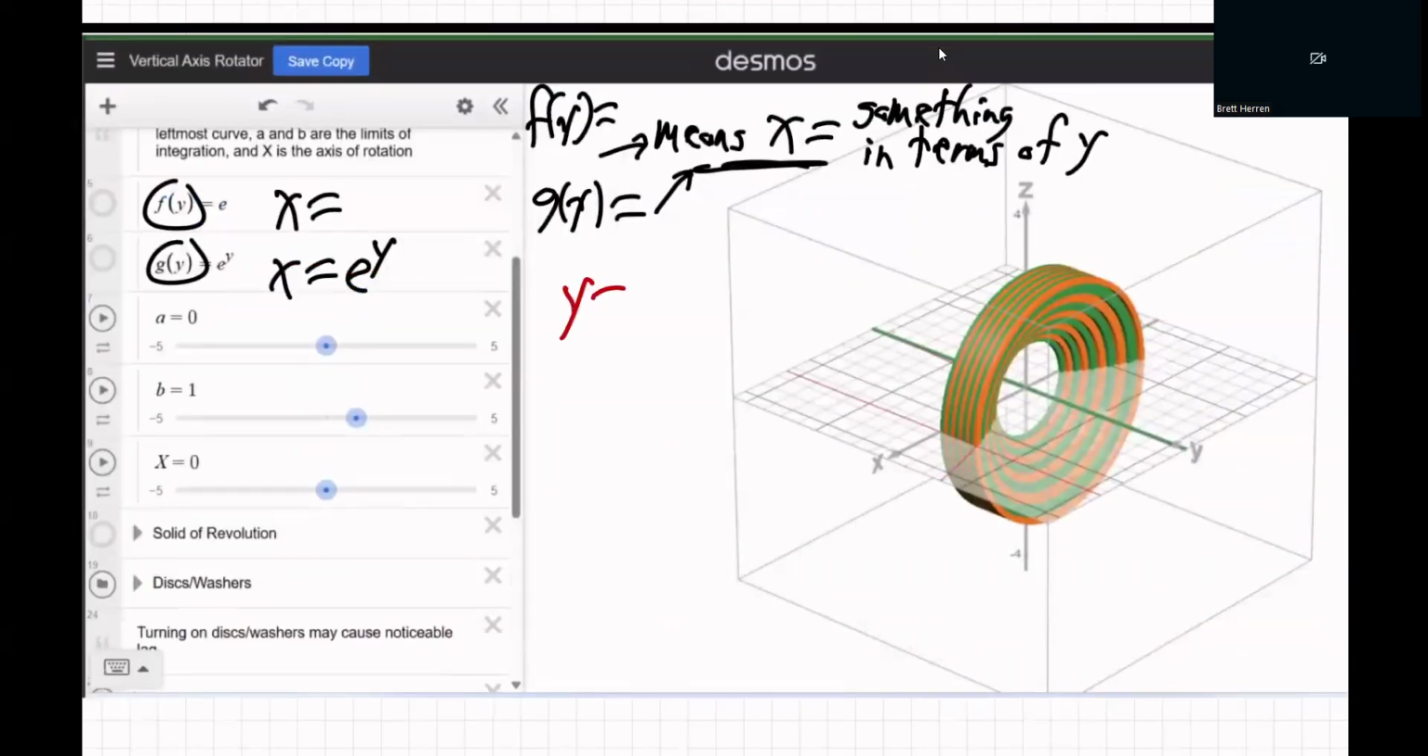So if I take y equals natural log of x, how do I solve for x? Solve for x because I need to get x alone here. How do you do that? Well, do you remember there's a base of e there?